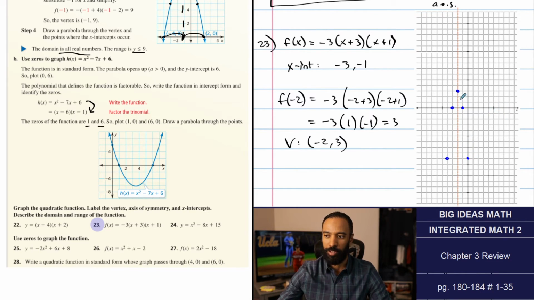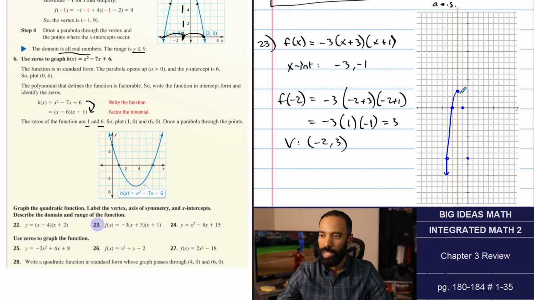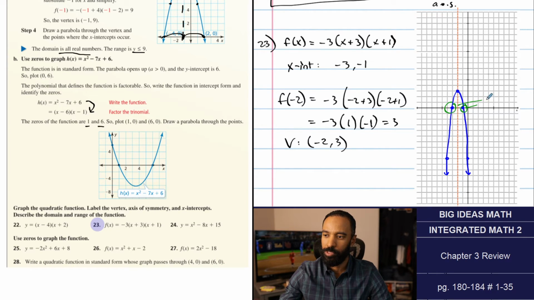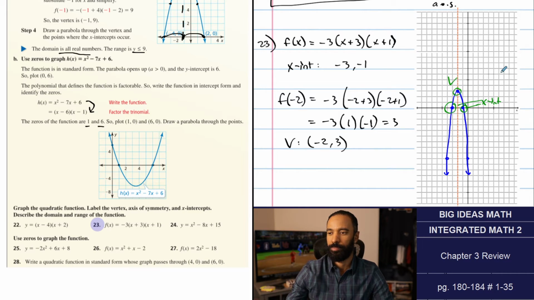And I think that's all I'm going to be able to fit. I can't go over 3 down 27. No way. So let's just fit those and be all good with that, with the labeling of the x-intercepts and the vertex.